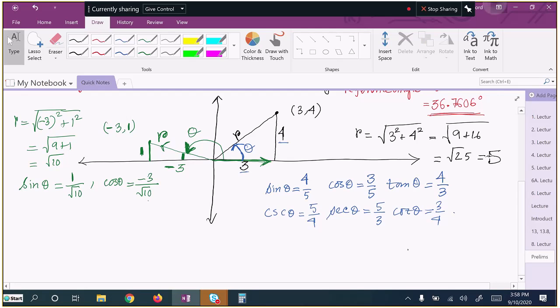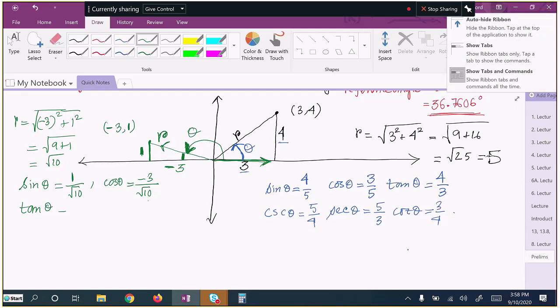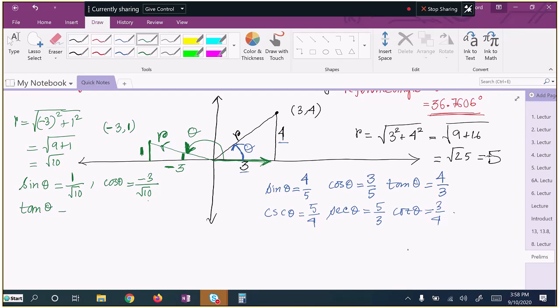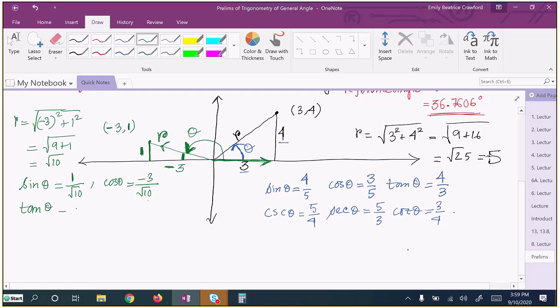And similarly, we will say tangent theta is opposite over adjacent, and that is going to be: opposite side is 1 and the adjacent side is negative 3. So this one is actually a negative value, so it's negative 1/3. And then you can do the reciprocal for the rest of the trigonometric ratios.